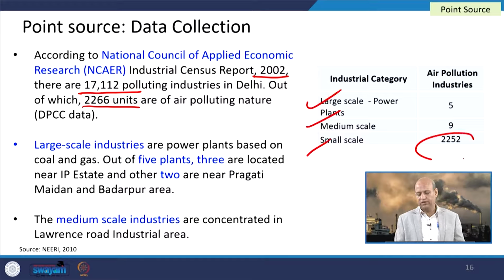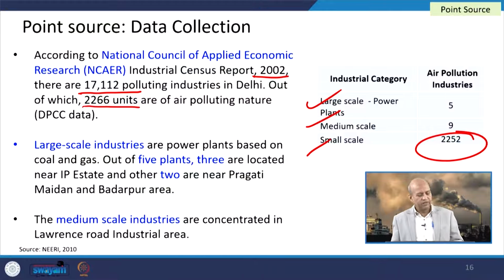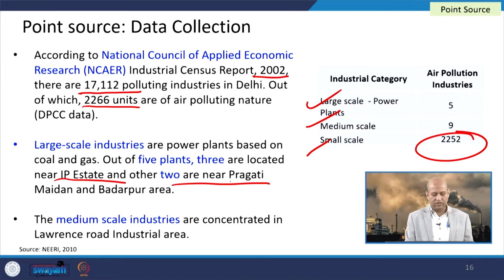Okay. Small scale are like 2 to 5 industries are there, and then in large scale industries power plants were considered. Basically, there are like 5 plants, but they were not in those study zones, and these 3 are located in IP state, and then the 2 are near Pragati Maidan and Badarpur area. So, those have also been considered. Okay. Then medium scale industries concentrated on Lawrence Road industrial area. So, those have been also considered in this study.